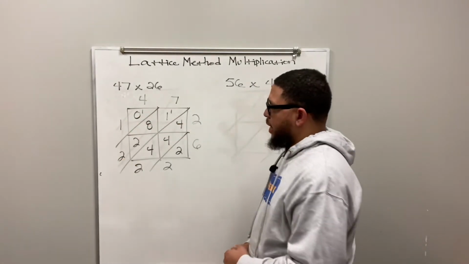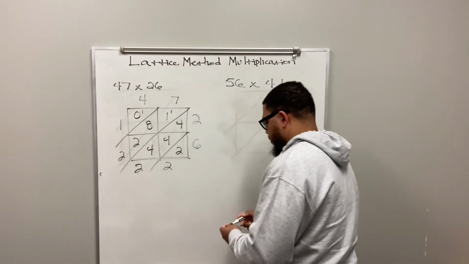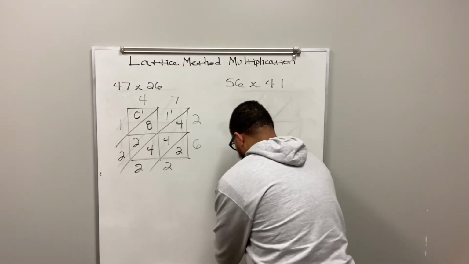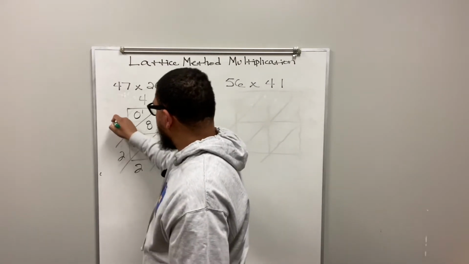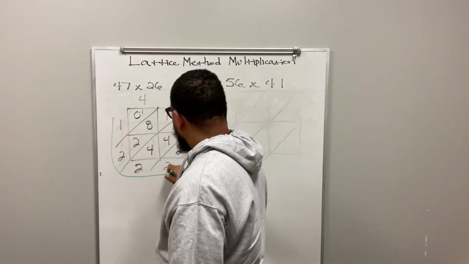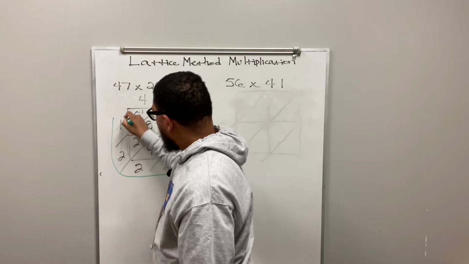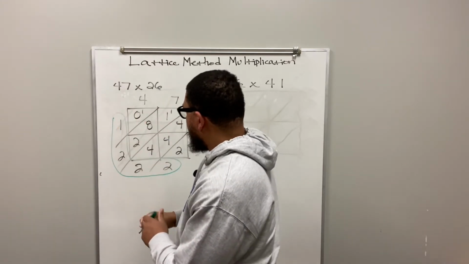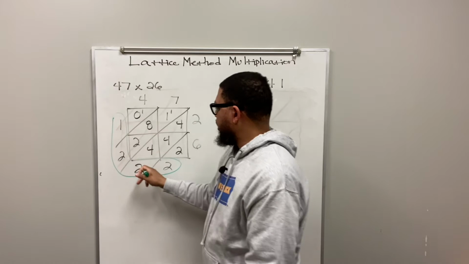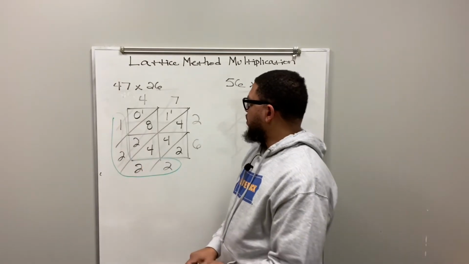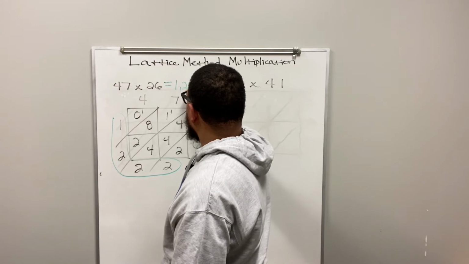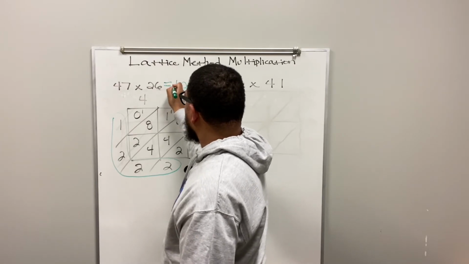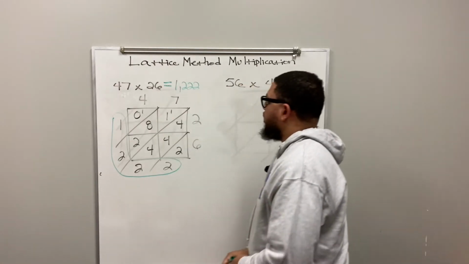Now, how do I write my answer? Or how do I read my answer? You read your answer like this. You read your answer from the top down. So this is going to be 1,222. So that means that the product of 47 times 26 is 1,222. Boom. There you go.